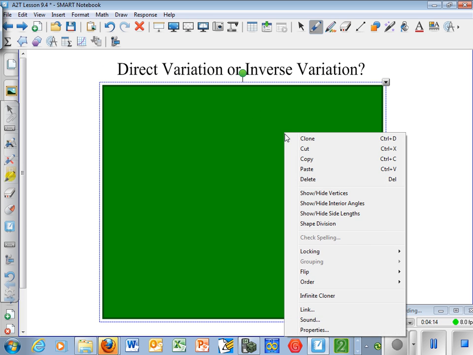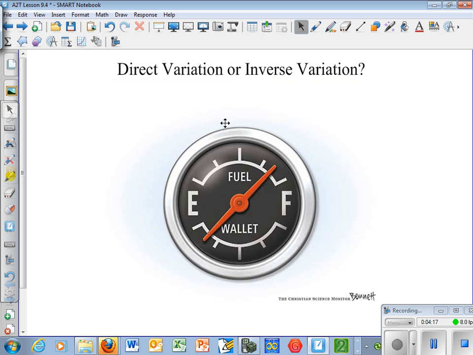Some examples here. Think about fuel. If you look at your two variables, the more miles I drive, what happens to the fuel? As the miles you drive goes up, your fuel goes down. That would not be direct variation, because they're not both doing the same thing. That would be inverse variation.